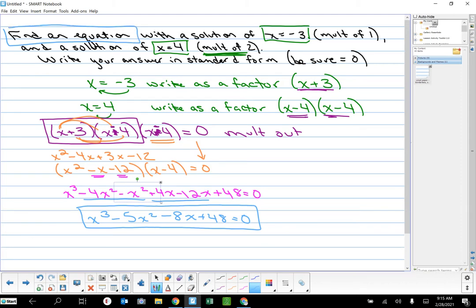With a solution of x equals -3 with a multiplicity of 1, and a solution of x equals 4, which would be x minus 4, multiplicity of 2. Okay, so we worked backwards. We started with the solutions, turned them into factors, multiplied everything out, and got the actual equation. All right, so that's how that's going to work.